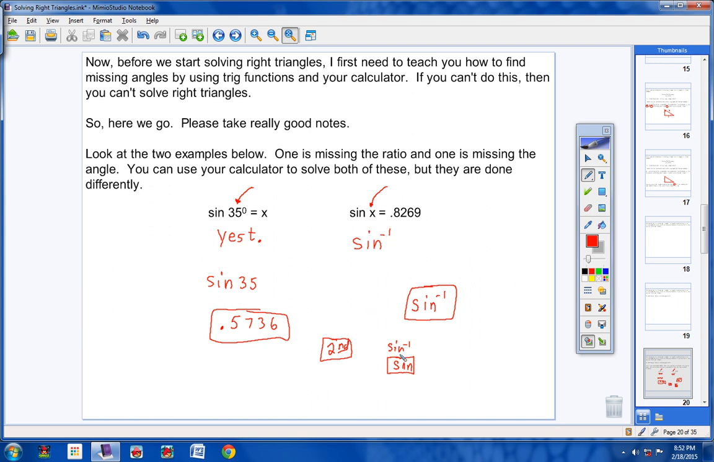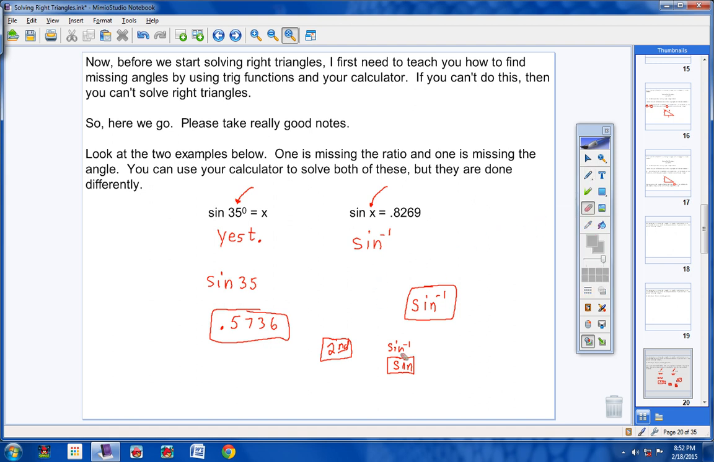Now the rest of you that don't have a grapher, you're going to have to find that sine to the negative 1 somewhere on your calculator, okay? So pause the video if you need to. Help each other. Let's find these, then we'll move on, okay? I'm going to go ahead and go on. Pause the video if you need to.